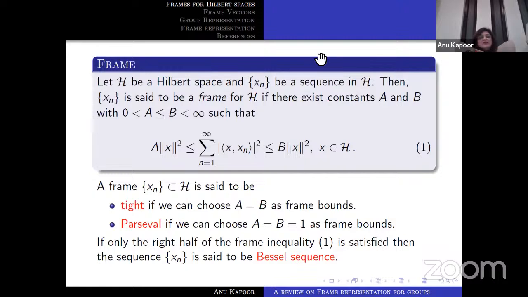Now, the formal definition of frames has been discussed many times in the conference, and we know what the frame inequality is, and we know A and B are called the frame bounds. It is a tight frame if A is equal to B, and Parseval if A is equal to B is equal to 1. This is also called a normalized tight frame. And if only the right side of the inequality holds, we call it a Bessel sequence. And we all know the example of the Parseval frame, which means frames do exist, because orthonormal bases form a Parseval frame.